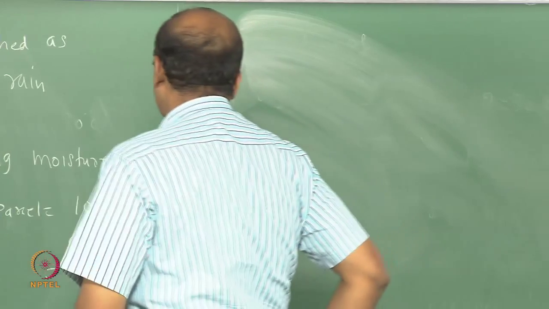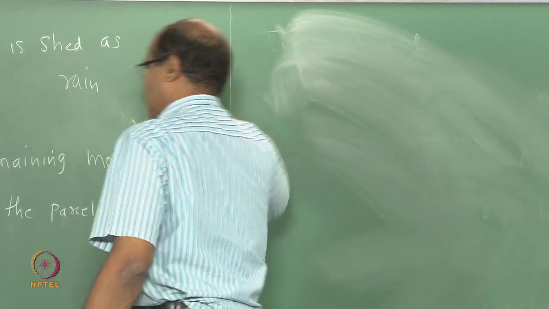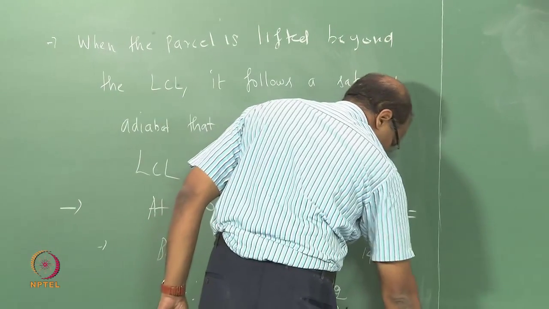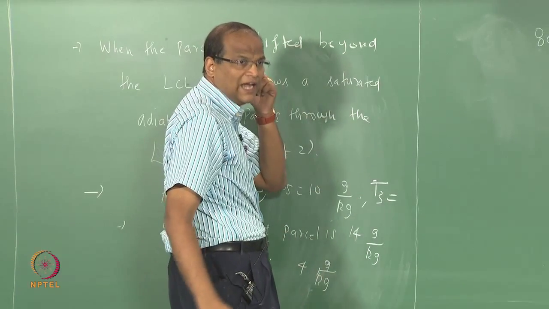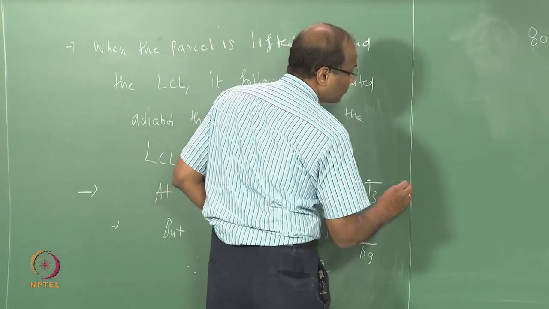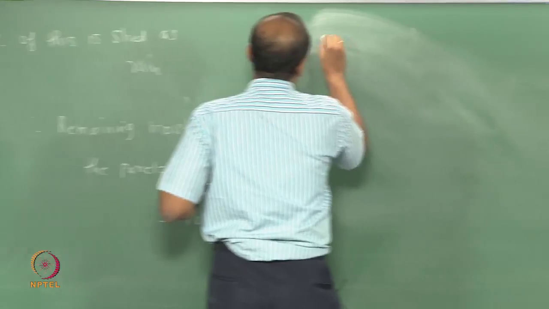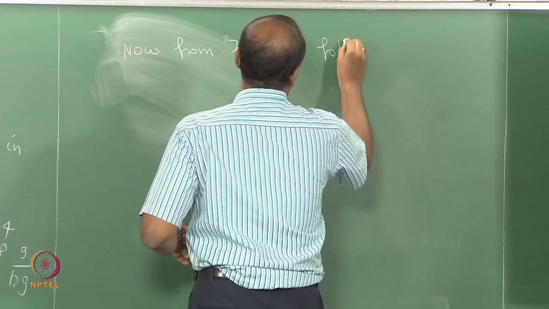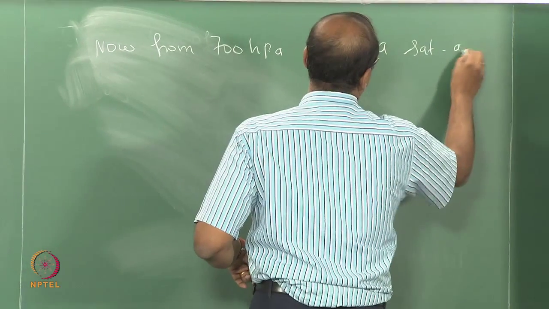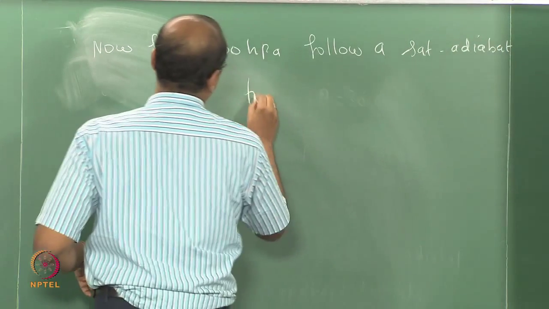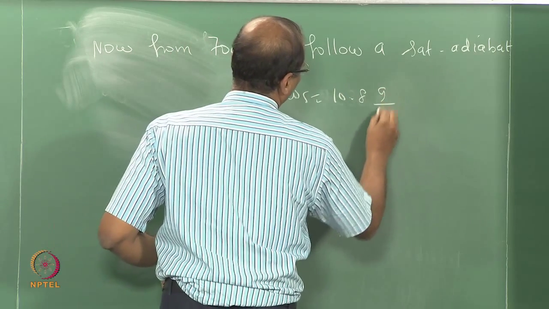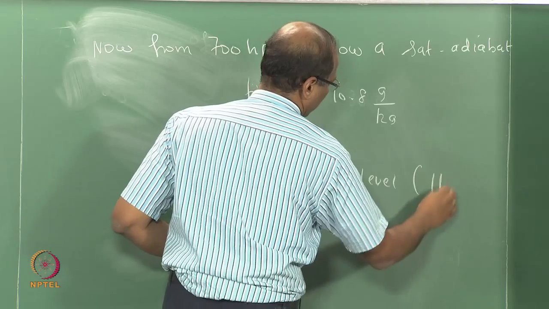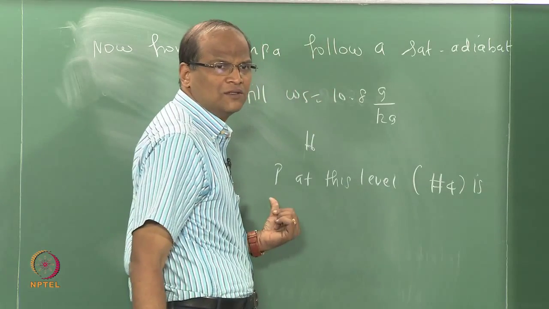Okay, so remaining moisture at that, okay. So T3 is, please tell me, T3 is 8, 80%, okay. P at this level 4 is 720.